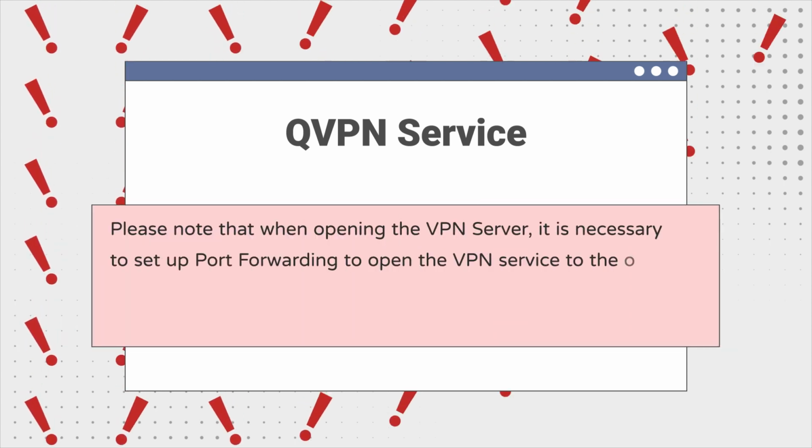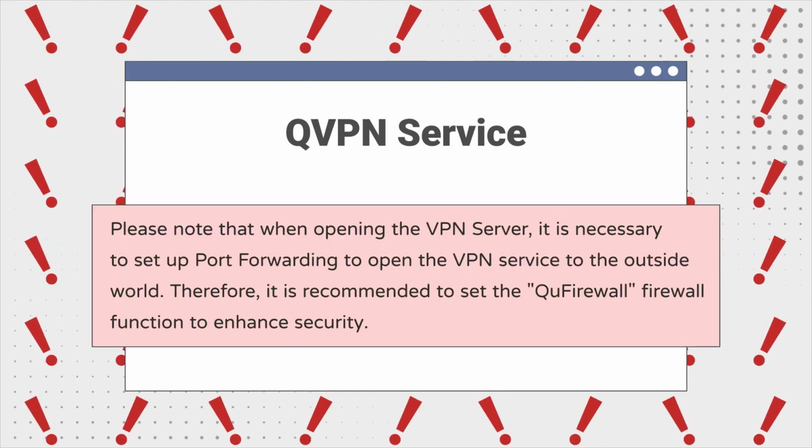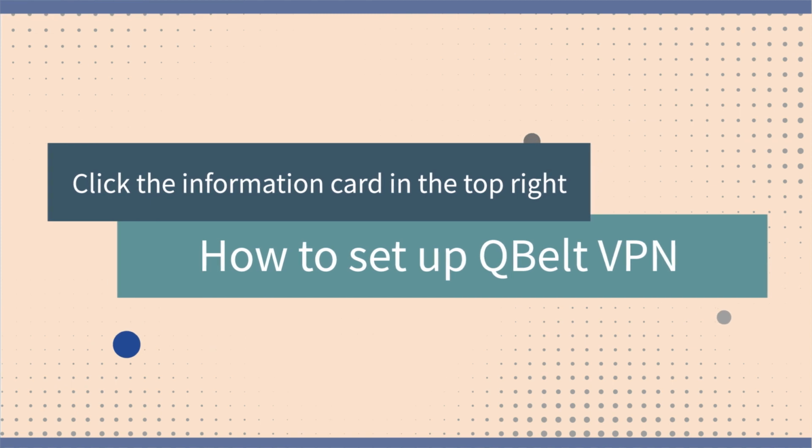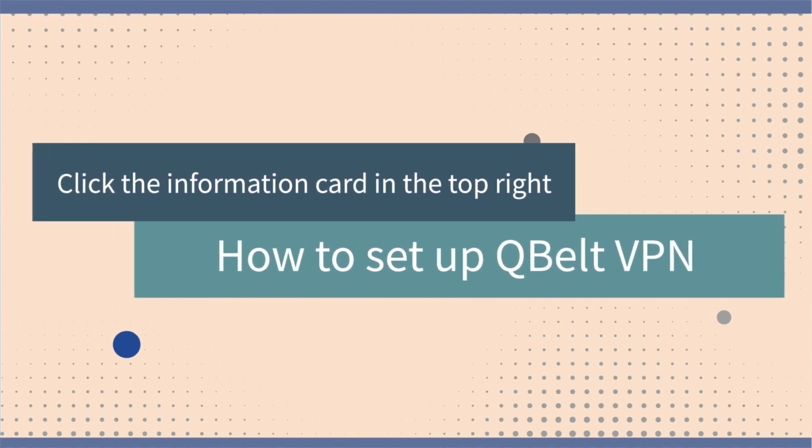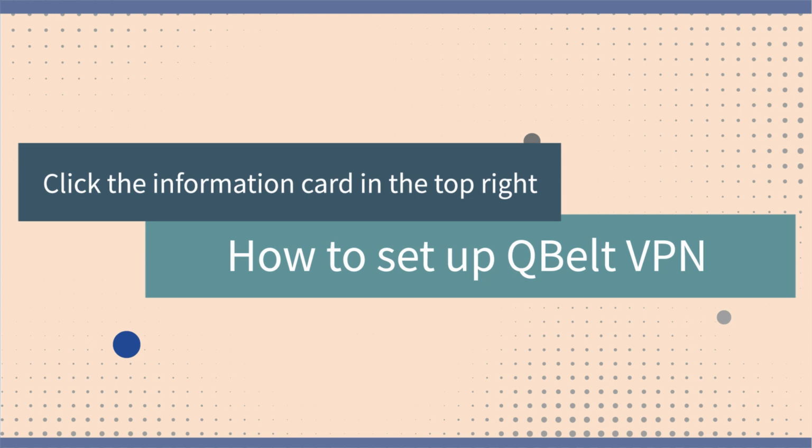Please note that when opening the VPN server, it is necessary to set up port forwarding to open the VPN service to the outside world. Therefore, it is recommended to set the QFirewall firewall function to enhance security. Click the information card in the top right, and the video tutorial will demonstrate how to set up QBelt VPN.